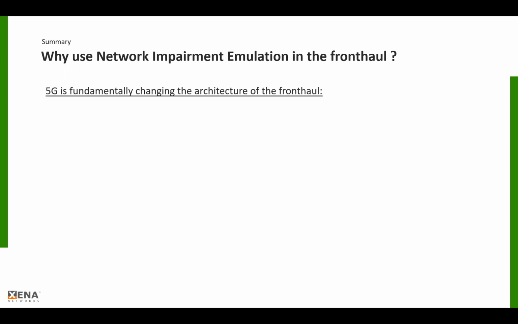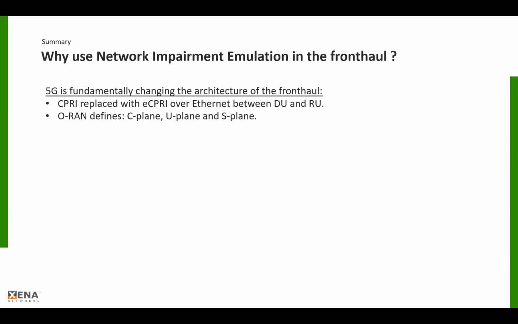5G is fundamentally changing the fronthaul network to benefit from advanced technologies like software-defined networks and network function virtualization. One of these changes is introducing eCPRI over Ethernet for transporting C-plane and U-plane data between the distributed units and the remote units in the fronthaul. While Ethernet comes with a lot of benefits, it also has its drawbacks in terms of jitter, packet drop, and other networking impairments fundamental to Ethernet networks.